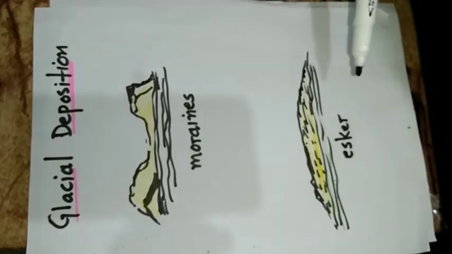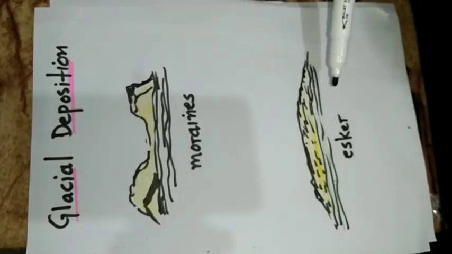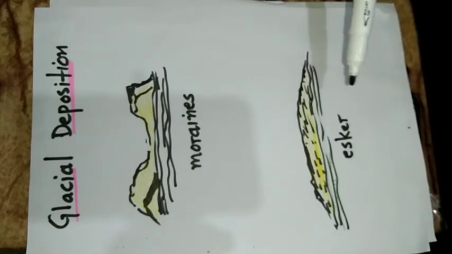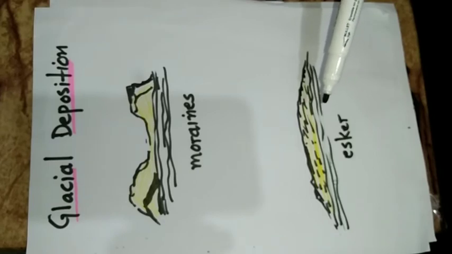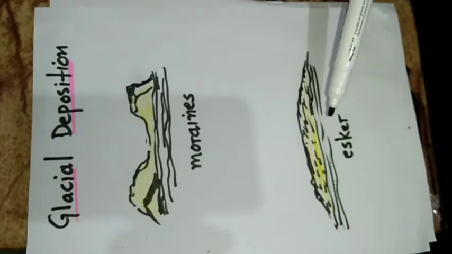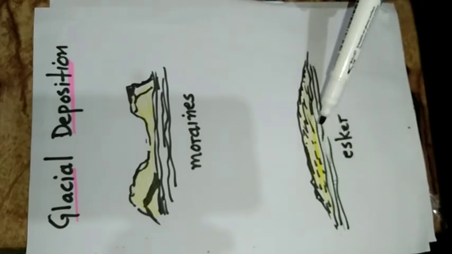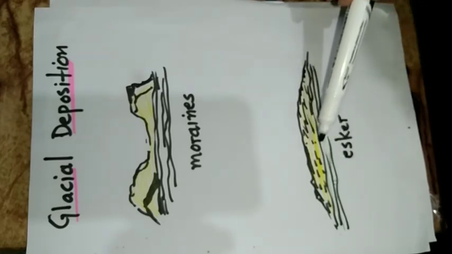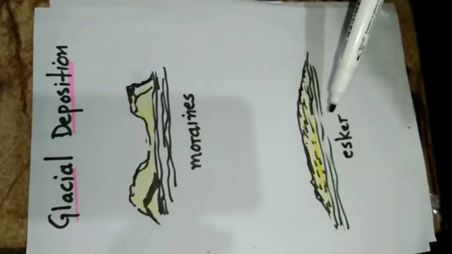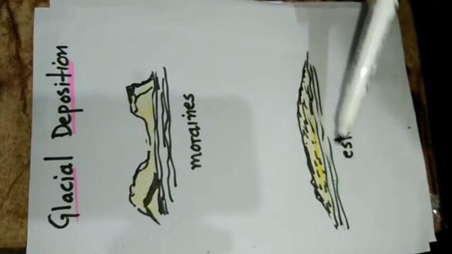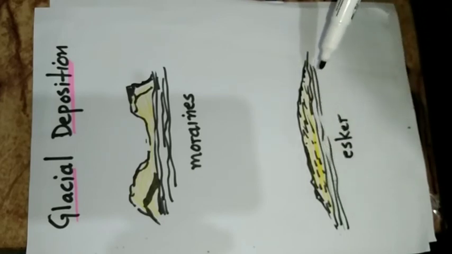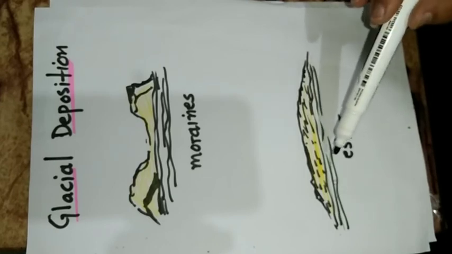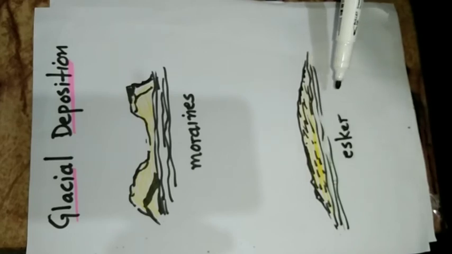Here comes another landform, which is created by glacial deposition, and that is called an esker. An esker is a long deposit of till, mud and rocks. It is a long mound created by glacial deposition, a long ridge that is called an esker.